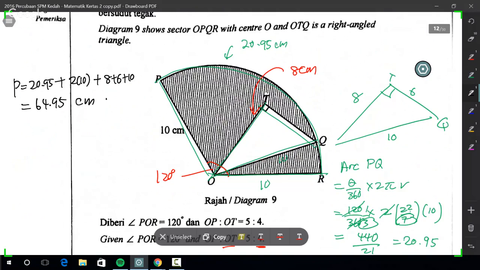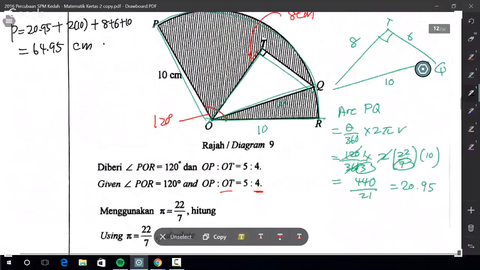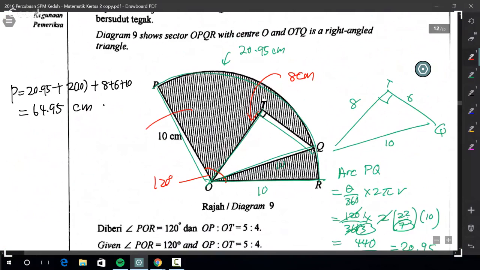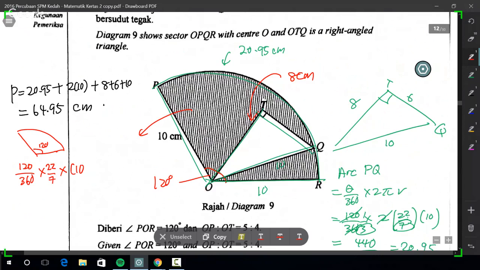Okay, now we're going to find the shaded area. In order to get the shaded region, we have to find the area of the sector, I mean, the area of this sector. Of course, we have the sector formula. The sector formula is angle divided by 360, multiplied by pi r squared. Pi using 22/7. So it is 22/7 times pi r squared, and r is 10 squared. All right, this is how we get the area of the sector.